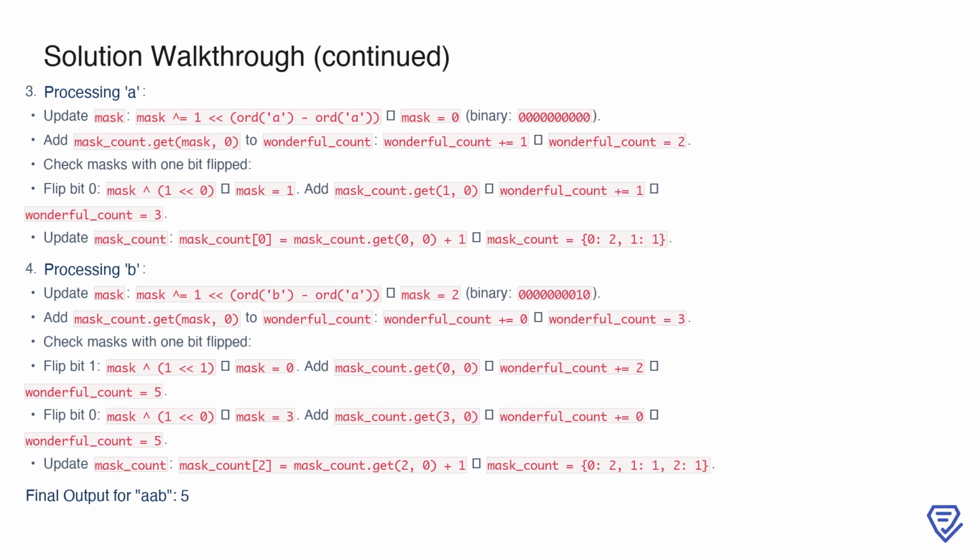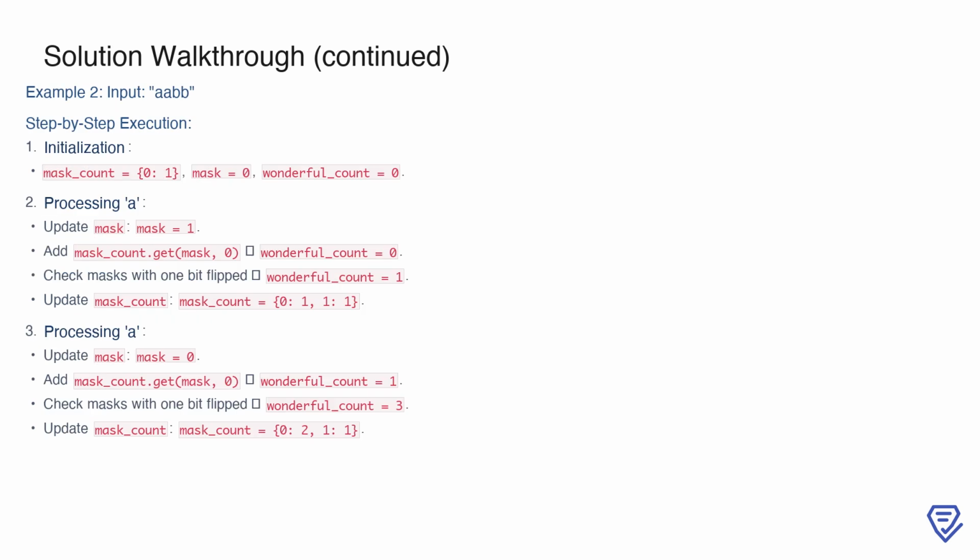Flipping the bit for a instead gives a mask of 3, which hasn't been seen yet, so it doesn't contribute to the count. Finally, we update mask_count to include the new mask of 2, which has now been seen once. The updated mask_count is 0: 2, 1: 1, 2: 1. The final output for the string aab is 5. Now let's examine another example, with the input string ab.